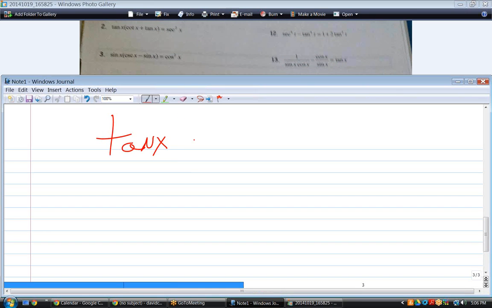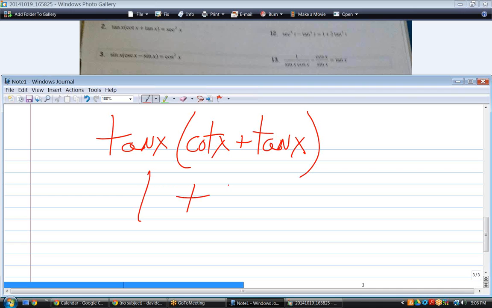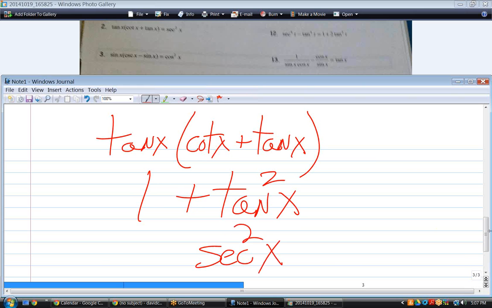Tan x times cotan x. Well, that's 1 right away, right? Nice to see that. The tan x times cotan x has got to be 1. So what does this become? 1 plus tangent squared x. And what's the identity for that? That's going to be secant squared. So secant squared equals secant squared.